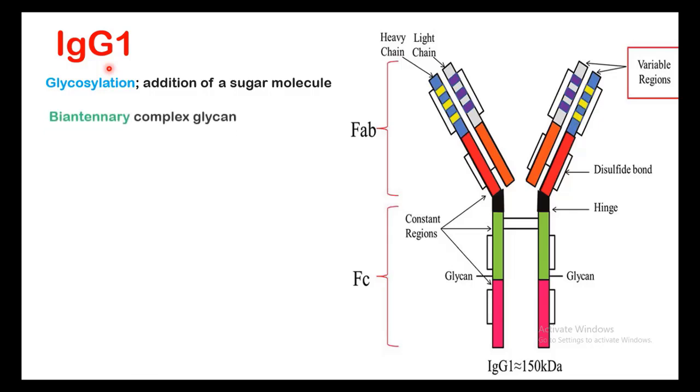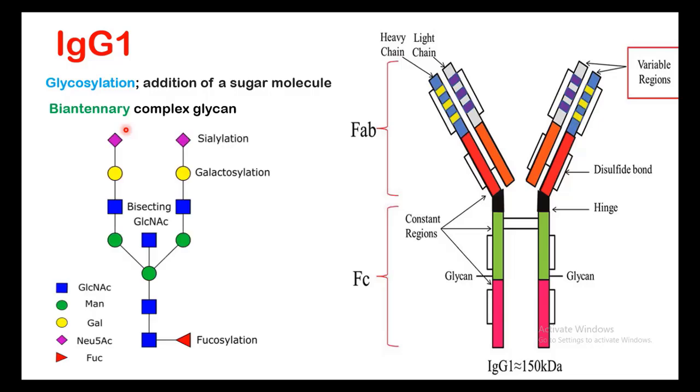When you are going for the glycosylation of immunoglobulin G1, you are adding a biantennary complex glycan to it. This is the diagram representing the structure of the biantennary complex glycan. Why do we call this biantennary? Because if you look at the structure, this is one antenna-like structure, and this is another antenna-like structure. There are two antennae, therefore we call this biantennary.